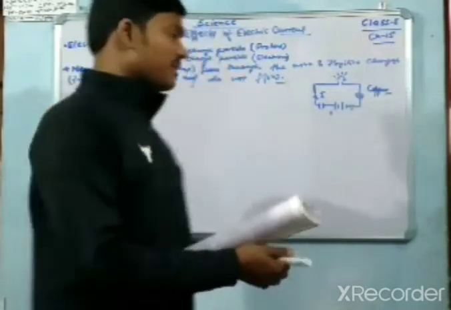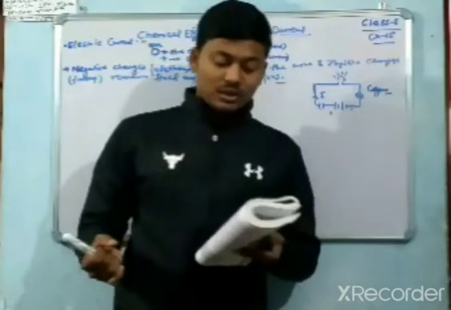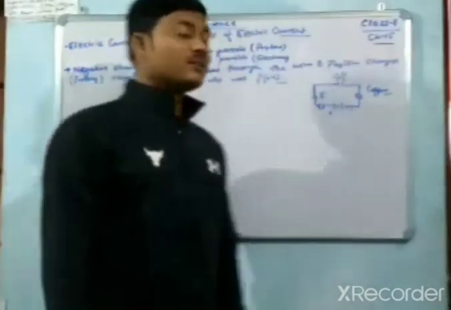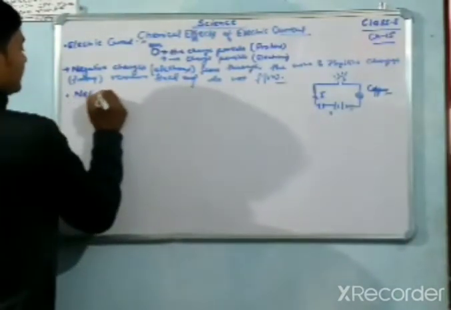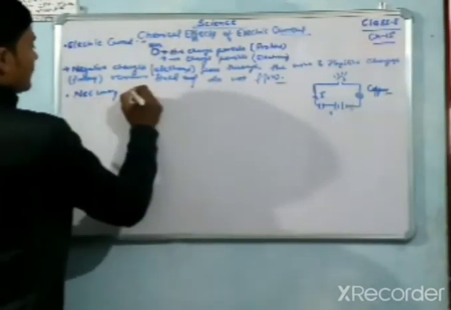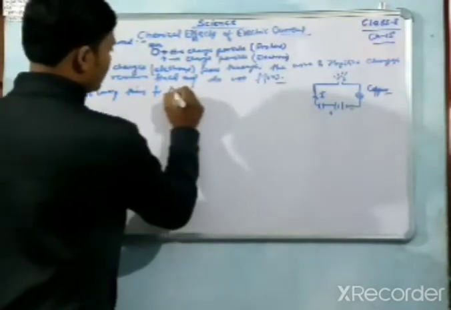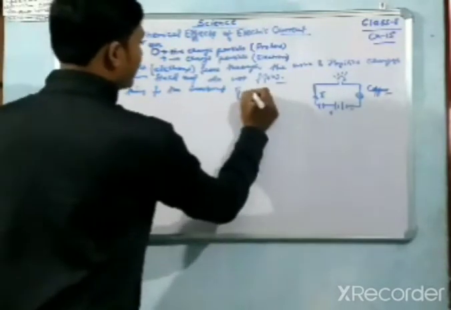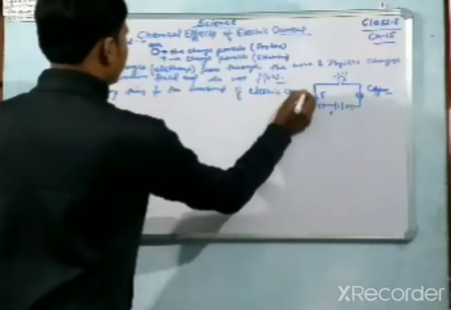Okay, so whatever the cell is, it produces a force known as electromotive force that pushes the electrons that carry the charges around the circuit. Okay, so the next topic is the things necessary for the movement of electric current.